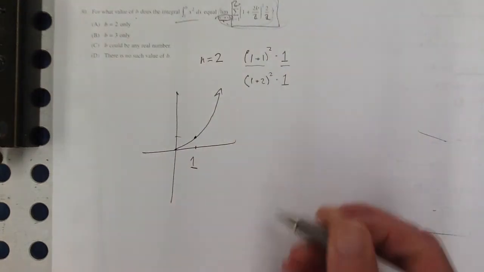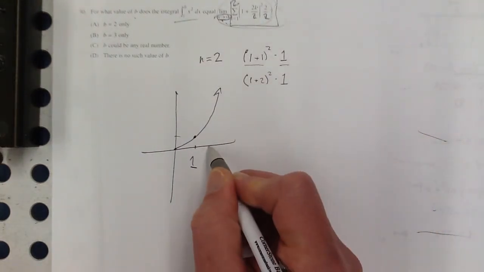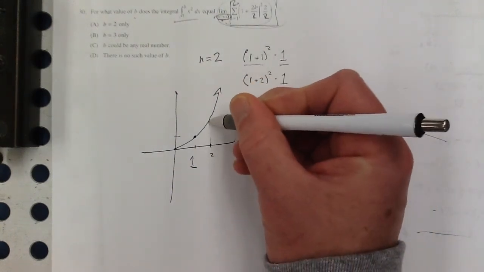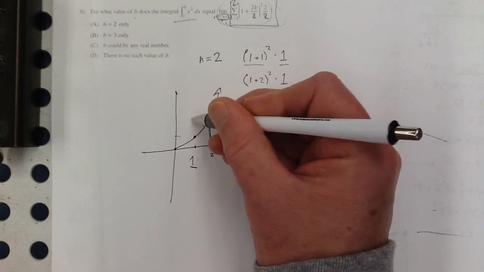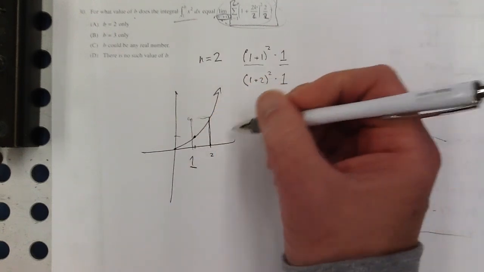Okay, and now I'm going to make a little sketch of my x squared function. There's 1. So what do we have here? This is a rectangle that has a width of 1 and a height of 2 squared. There's the 2 squared there, right? Because of the x squared function.